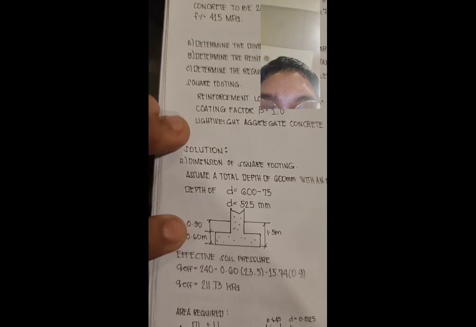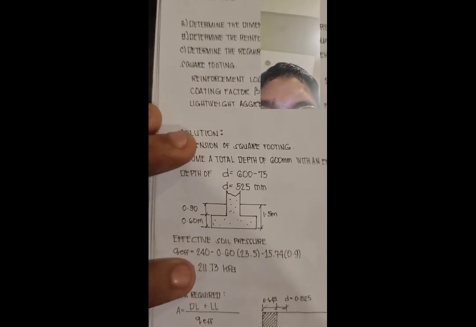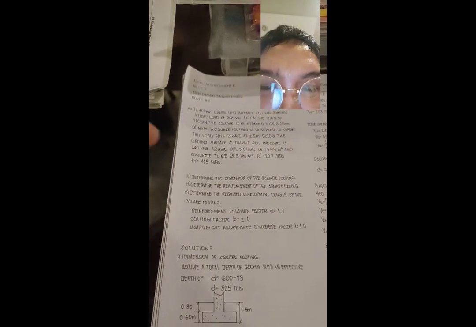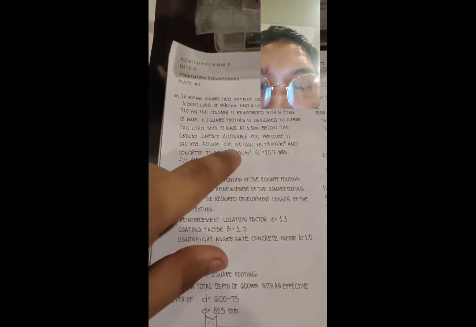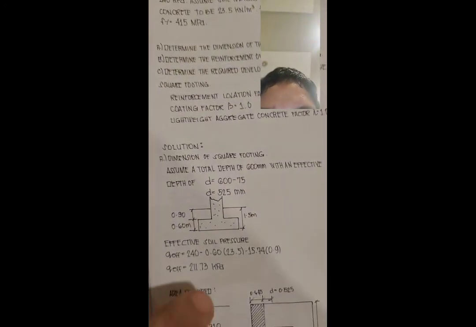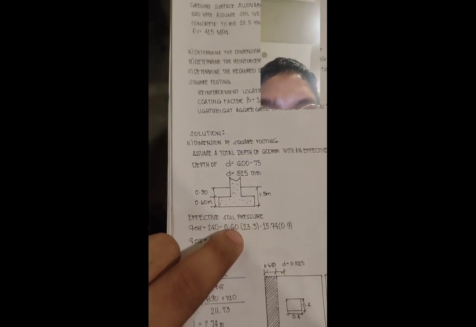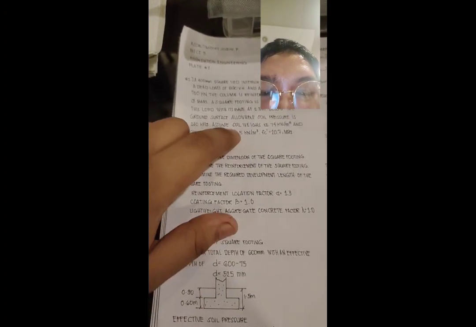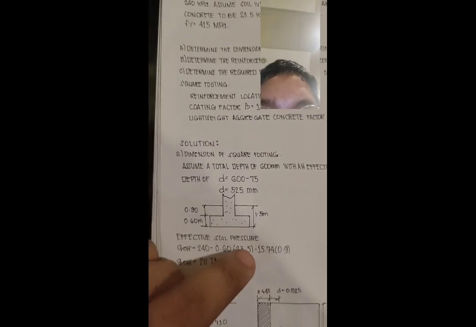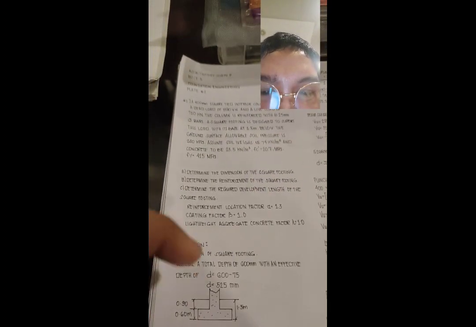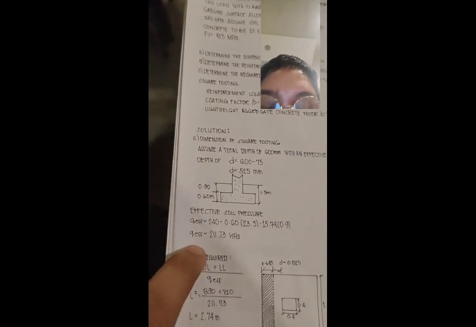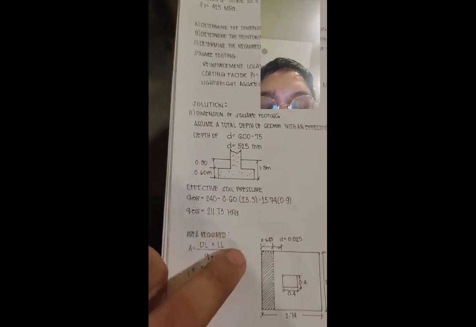So here is the figure. Effective soil pressure is equal to 200 kPa minus 0.60 meters times the unit weight, the concrete weight of 23.5 minus 15.74 for the soil weight, times 0.9. We have the effective soil pressure here of 211.73 kPa.